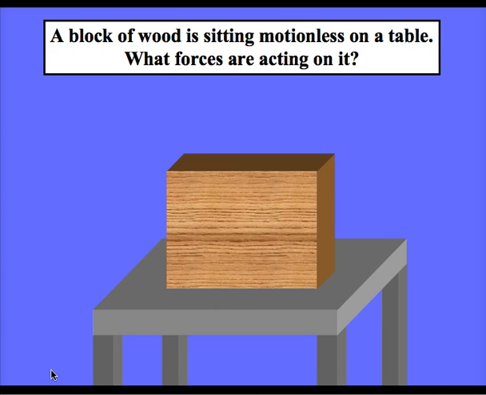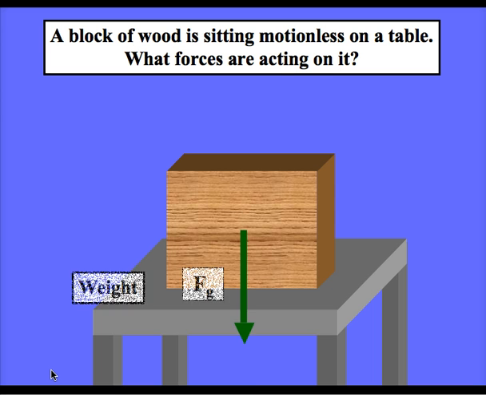Let's take this example problem. A block of wood is sitting motionless on a table. What forces are acting on it? Well, force is a vector quantity, which means it's represented by an arrow, the same way we've represented other vectors. The length of the arrow indicates its magnitude, and the arrowhead indicates its direction. So that force is called a weight, or sometimes F sub g, the force due to gravity.